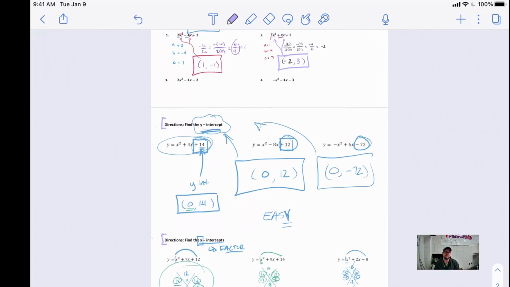Now, the most confusing part on this test, I think, is going to be the x-intercept and the y-intercept. So make sure you've taken good notes on this so that you can use those when you get to the test.